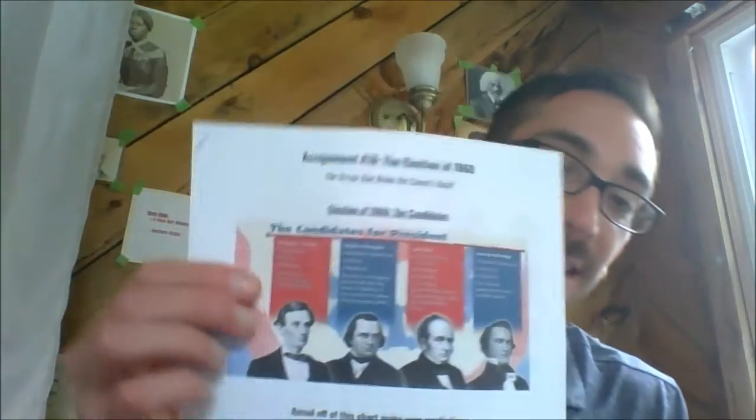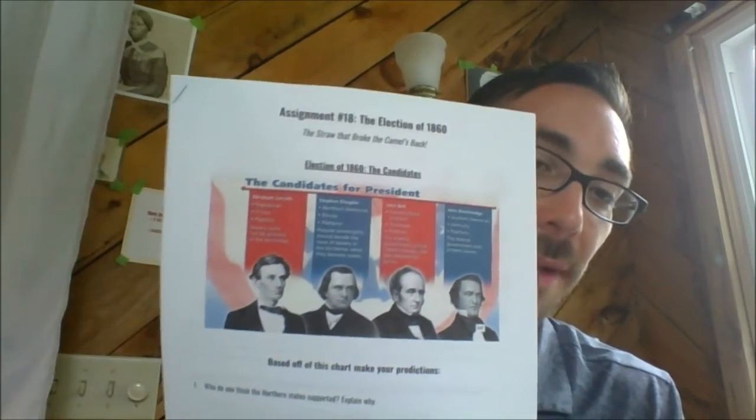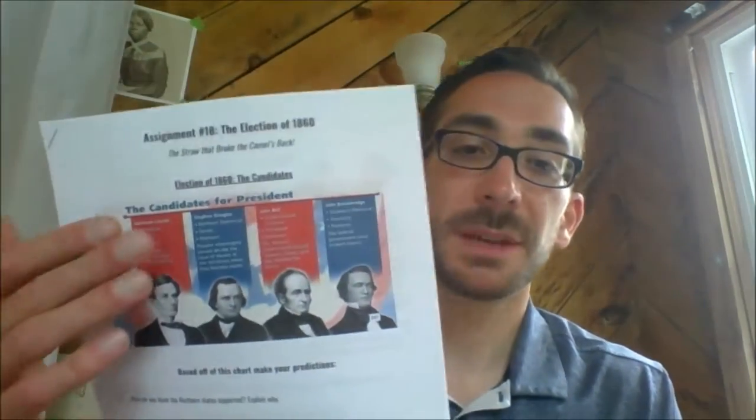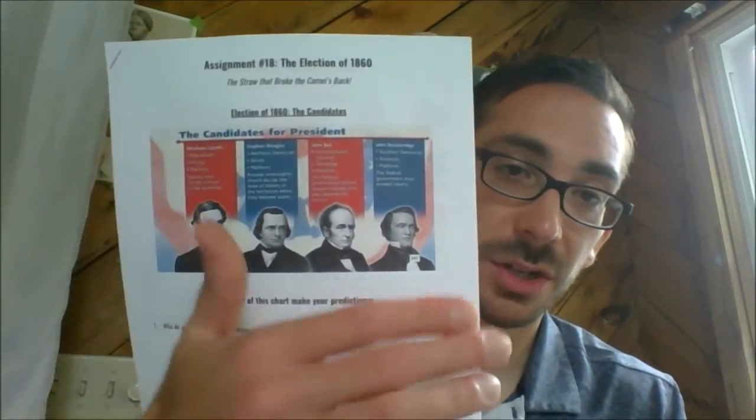So for assignment 18, we're going to take a look at the candidates, their platforms, and then the results of the election. The first part is just looking at the candidates. You have these little details that basically capture what they are all about. We know a lot about Lincoln and Douglas based off of assignment 17 and what they specifically believe. But we're going to just use this chart here. You're going to look at this chart and answer these 2 questions.